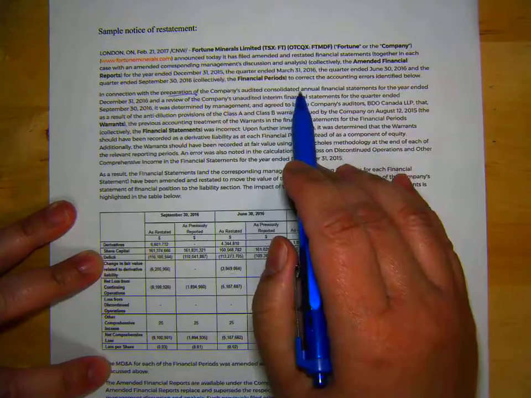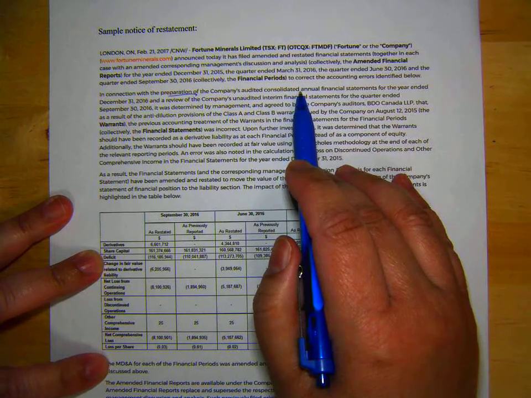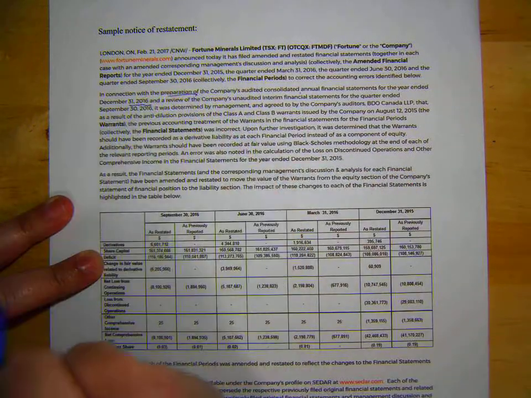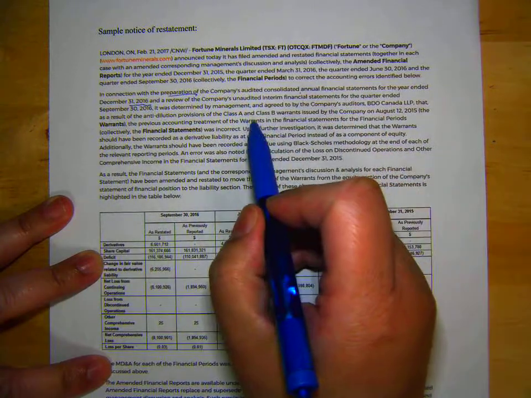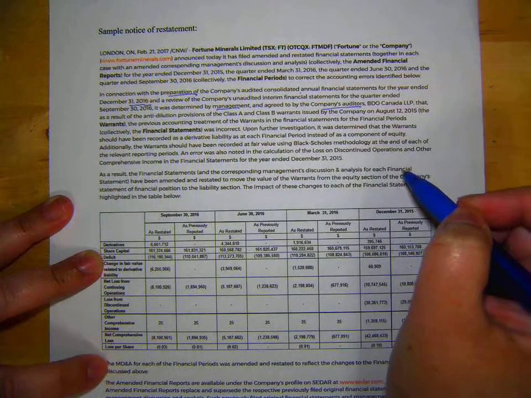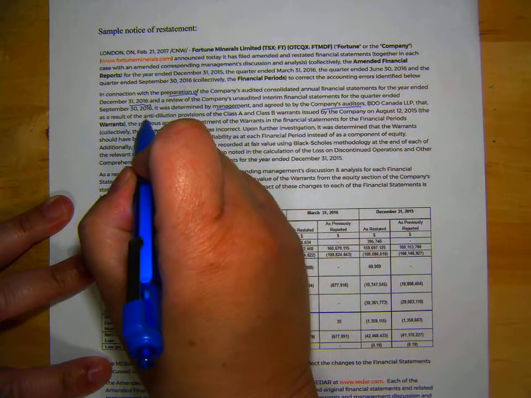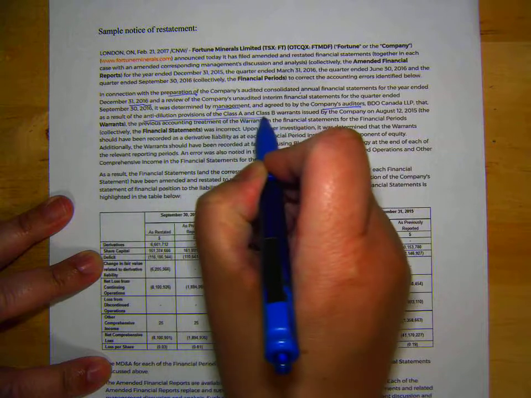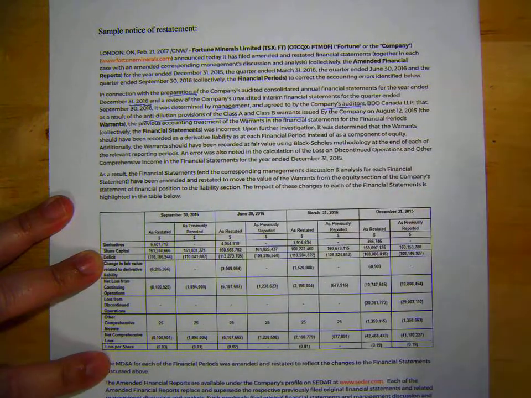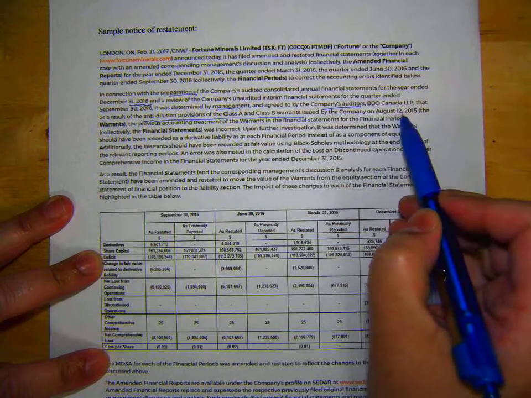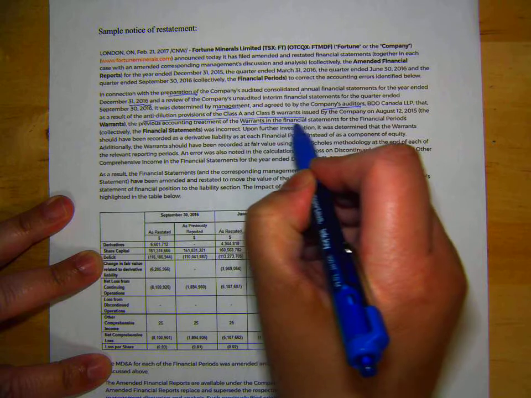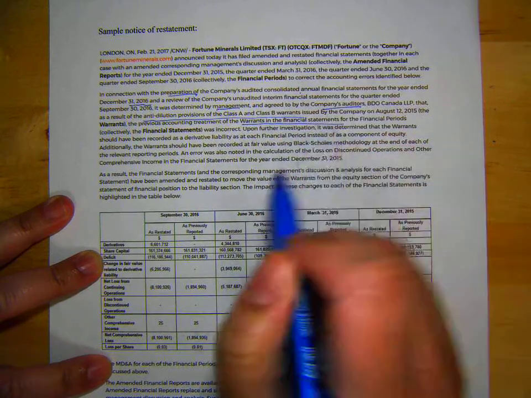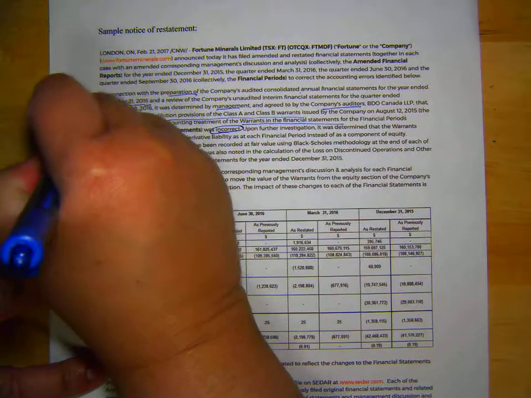In preparation of the audited consolidated financial statements for the year ended December 31st, 2016, it was determined by management and agreed to by auditors that as a result of the anti-dilution provisions of the Class A and Class B warrants, so think back to Chapter 16, issued by the company in 2015, the previous accounting treatment of the warrants in the financial statements was incorrect. So this is an error, so it has to be retro.